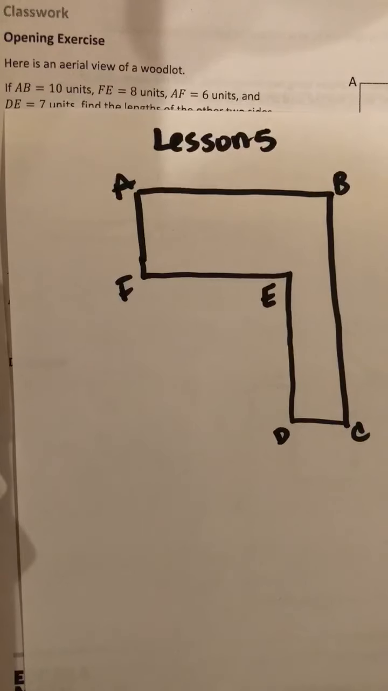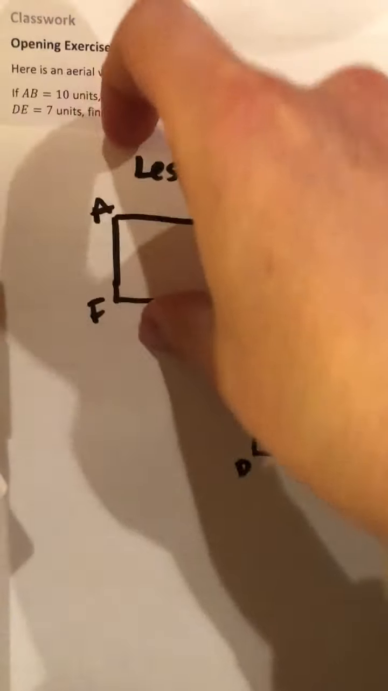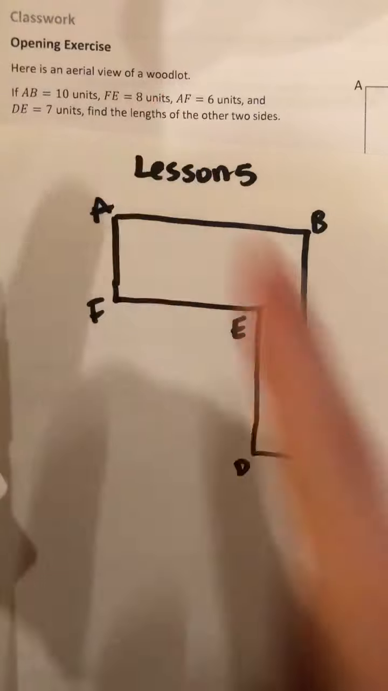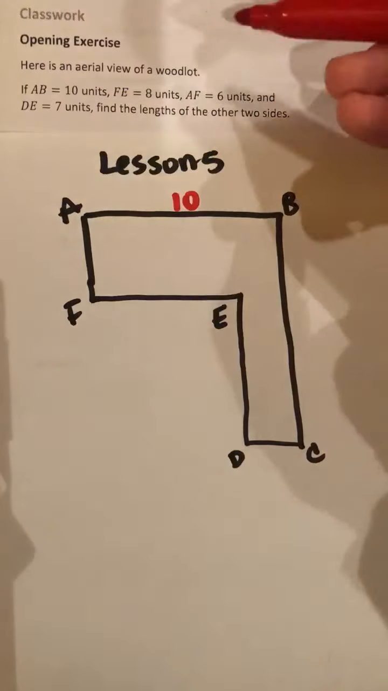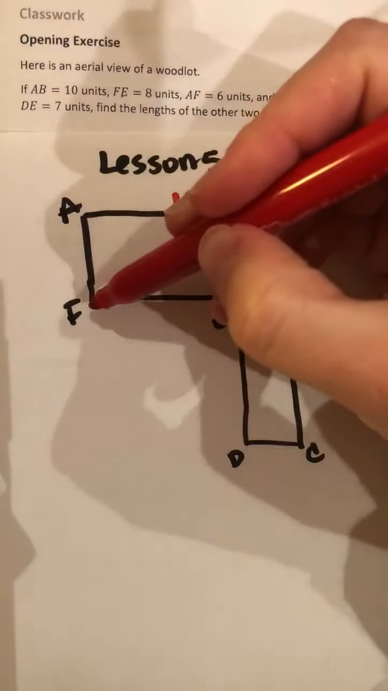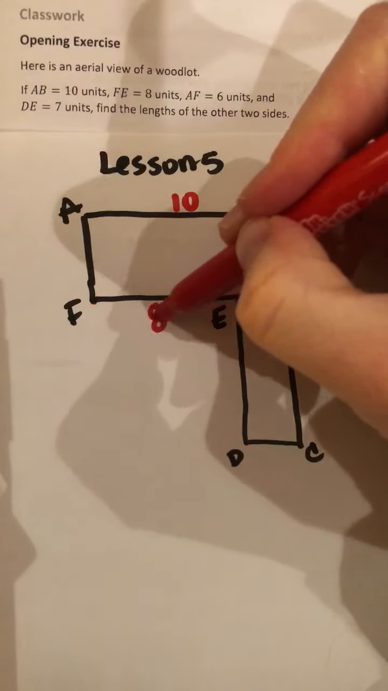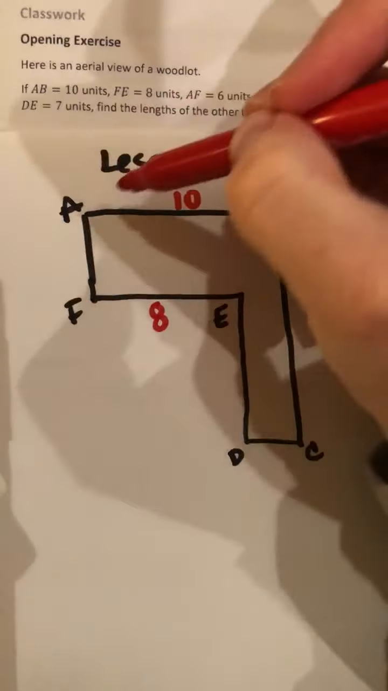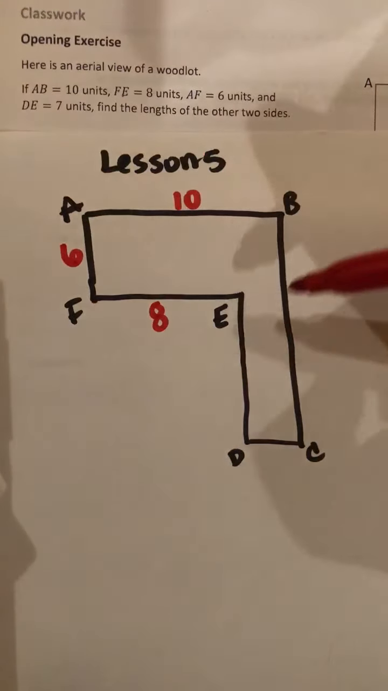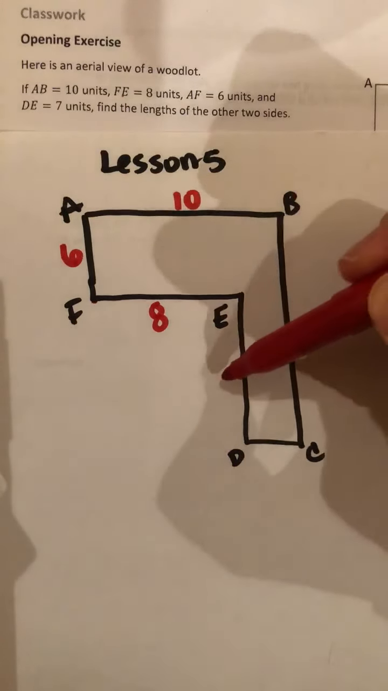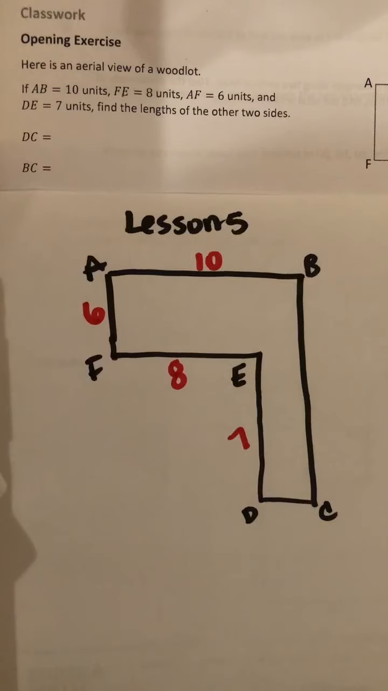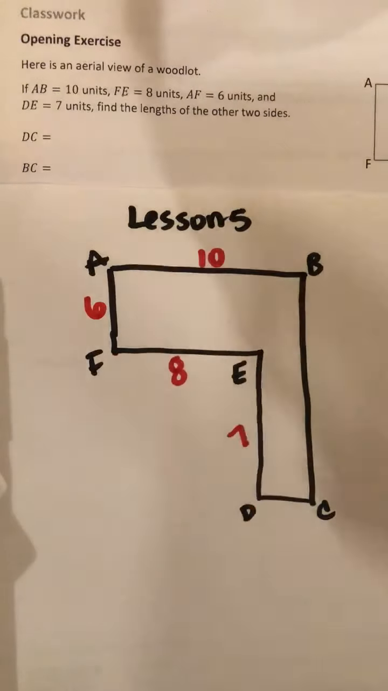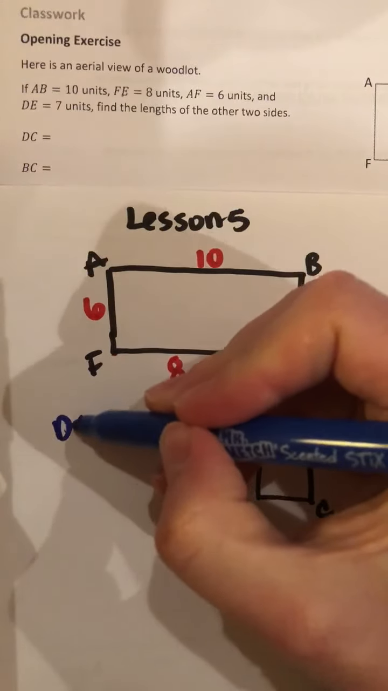We're going to go to the opening exercise. It's an aerial view of a woodlot. AB is 10 units, so I'm going to label AB 10 units. FE is 8 units, so from here to here is 8. A and F is 6 units. And D to E is 7 units. It wants me to find the length of the two other sides, DC and BC.